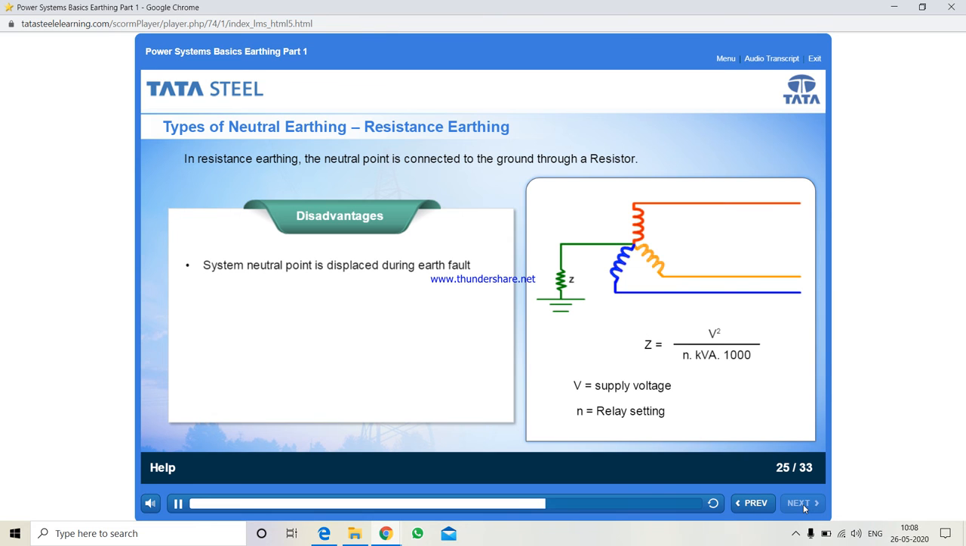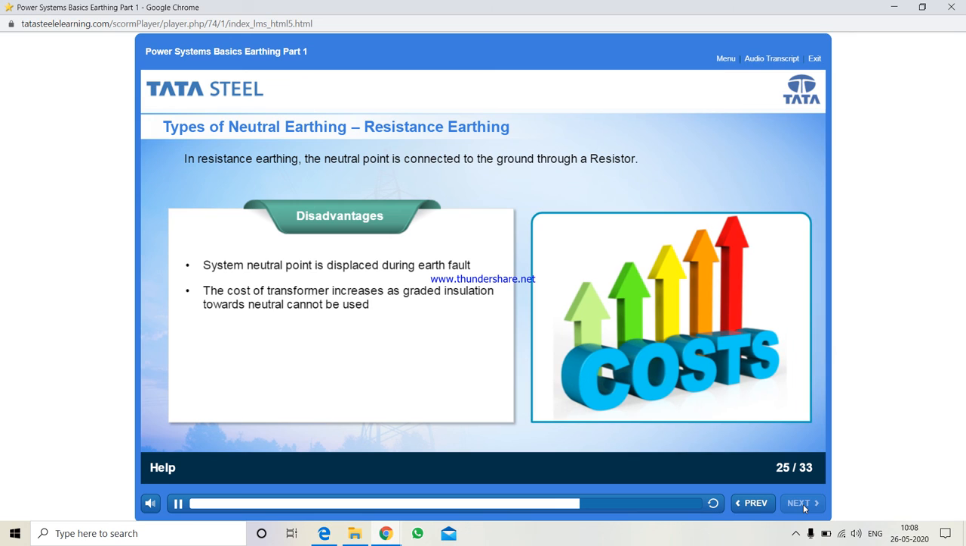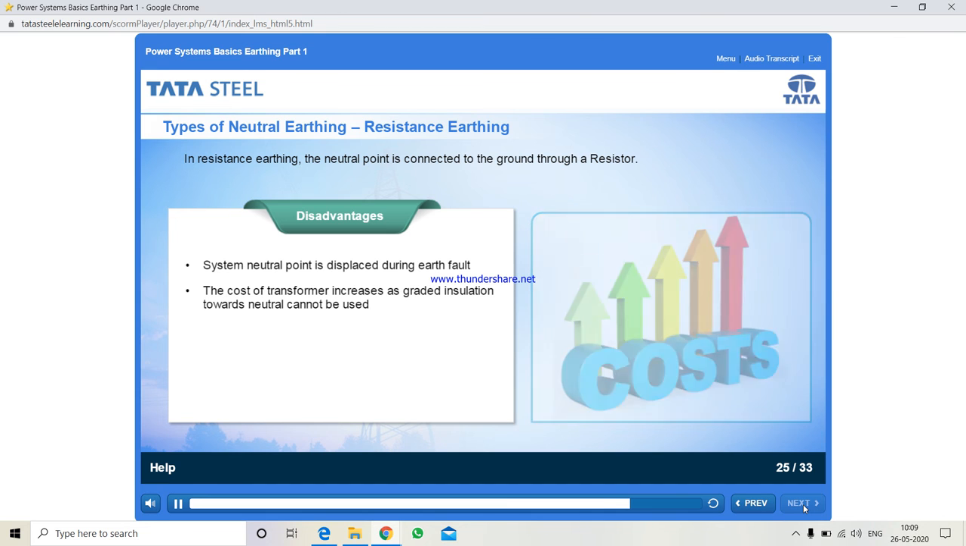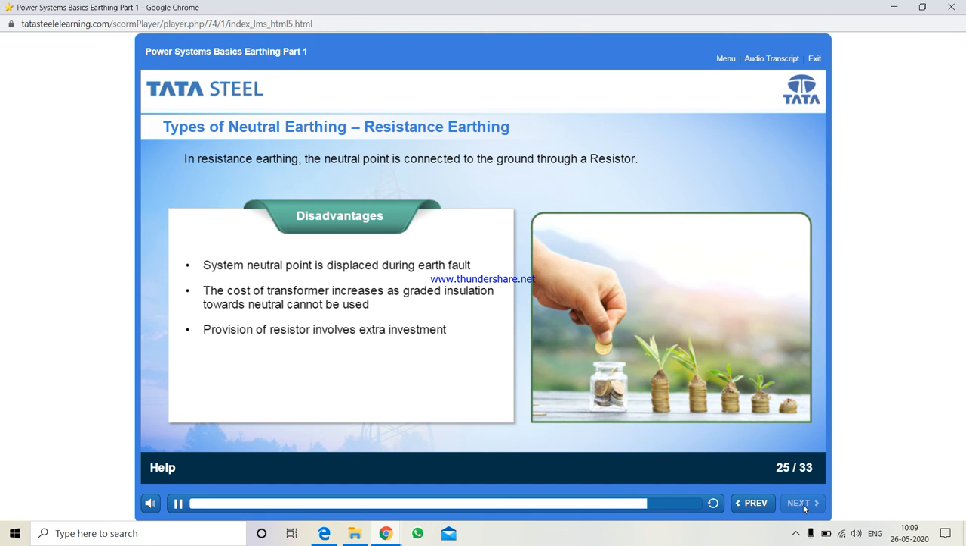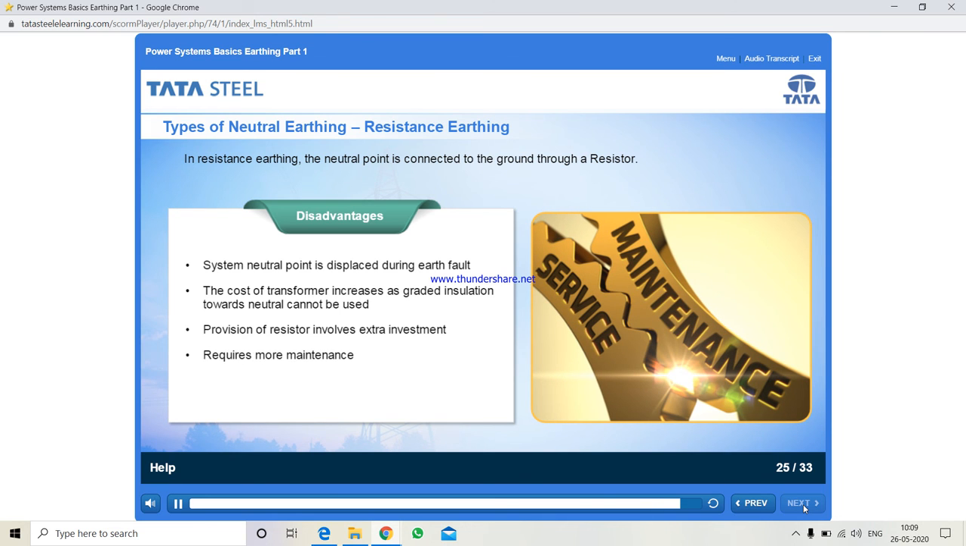In this system, the neutral point is displaced during an earth fault. The cost of the transformer increases as graded insulation towards the neutral cannot be used. Further, provision of a resistor involves extra investment and it requires more maintenance. Let us move on to the next screen.